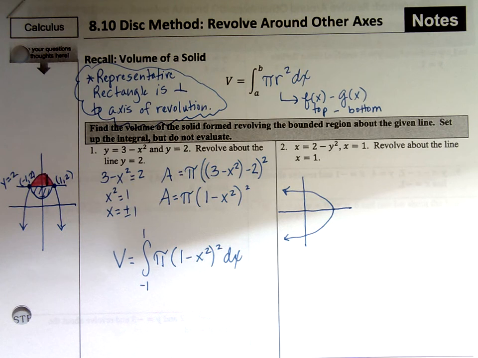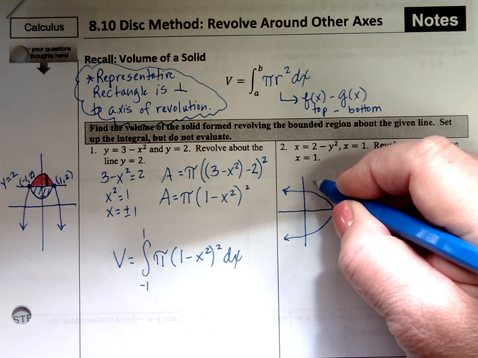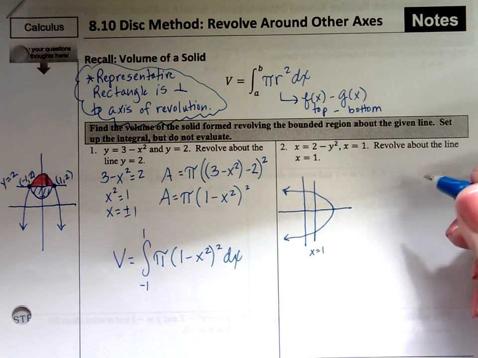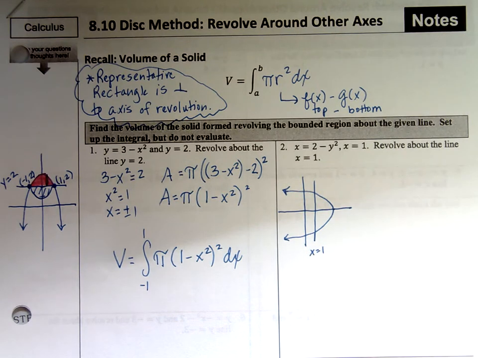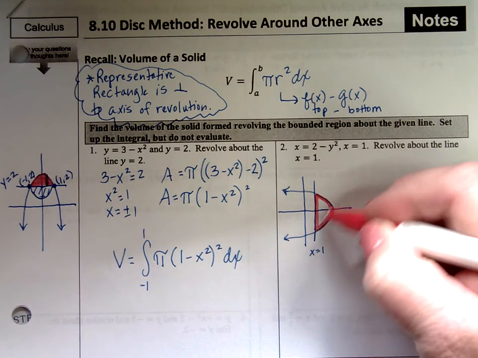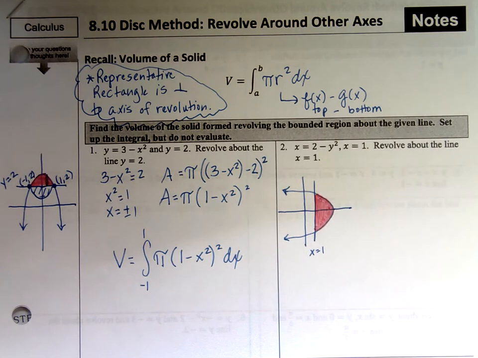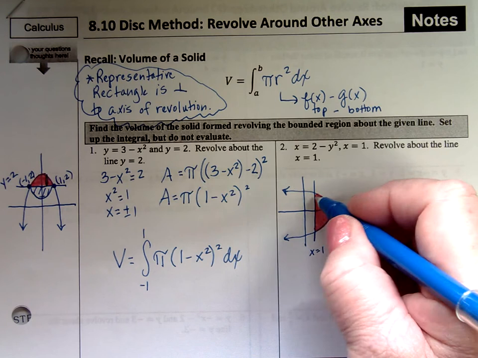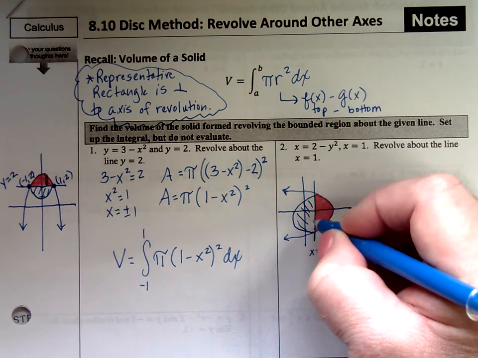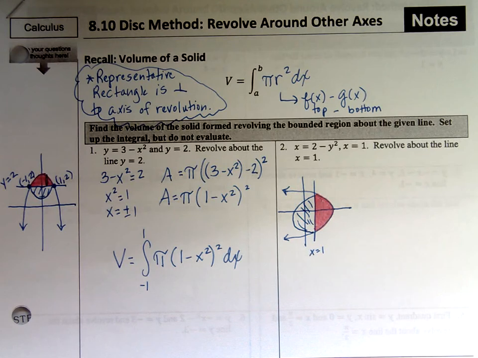And then I'm revolving it around the line x equals 1. Well, x equals 1 we're going to say is right about here. And again, you just need a general picture. It doesn't have to be perfect. You just need to see how your rectangle is going to go. So I'm talking about this peak again. If I were to revolve it, it kind of looks like this. And again, you don't necessarily need to see that, but that's where it goes.